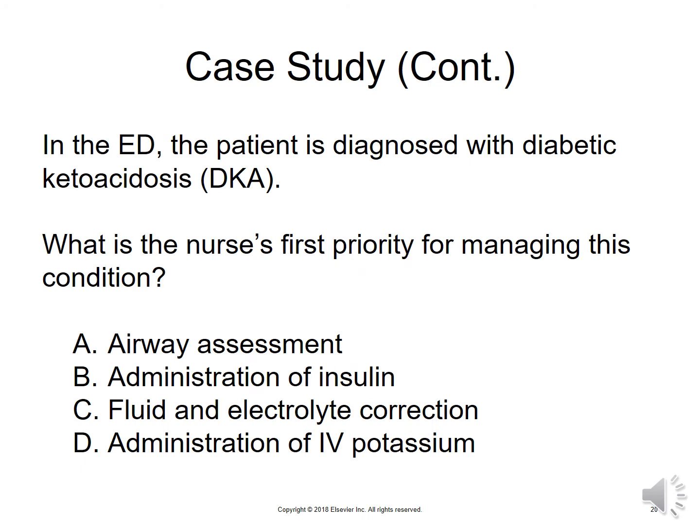In the ED, the patient is diagnosed with diabetic ketoacidosis. We thought so. What's the nurse's first priority for managing this condition? Are we going to look at their airway, the administration of insulin, fluid and electrolyte correction, or administration of IV potassium? Okay, even though in the videos you're going to find that one of the very first things you're going to do is give them fluids, because this patient is unresponsive, we have to make sure their airway is assessed first. Okay, so the answer is going to be A.